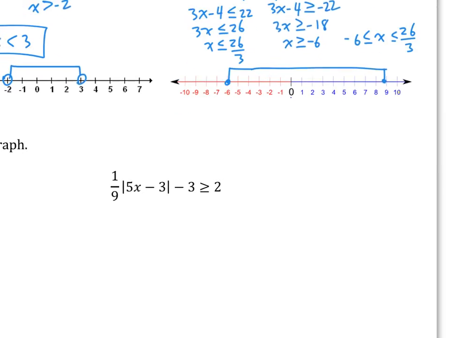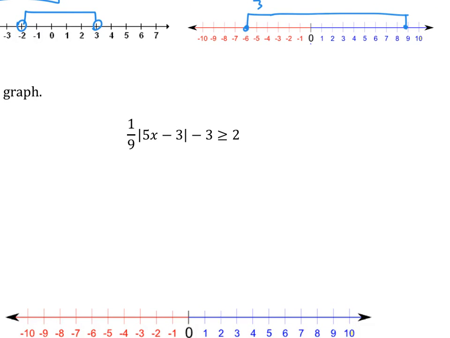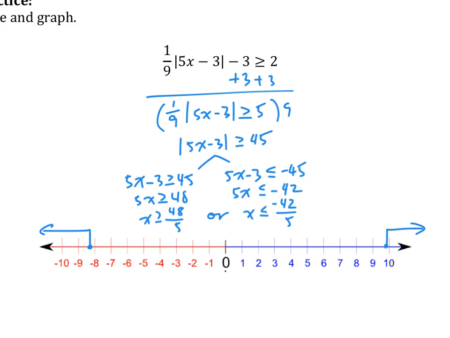All right, last one. Let's have you practice this. You can see that there is a fraction there. Please do not distribute. Remember, distribution only works on parentheses. So this is absolute value, not parentheses. So anyways, go ahead and pause the video, solve the problem. All right, please check your answer. So hopefully you got the answer correct.